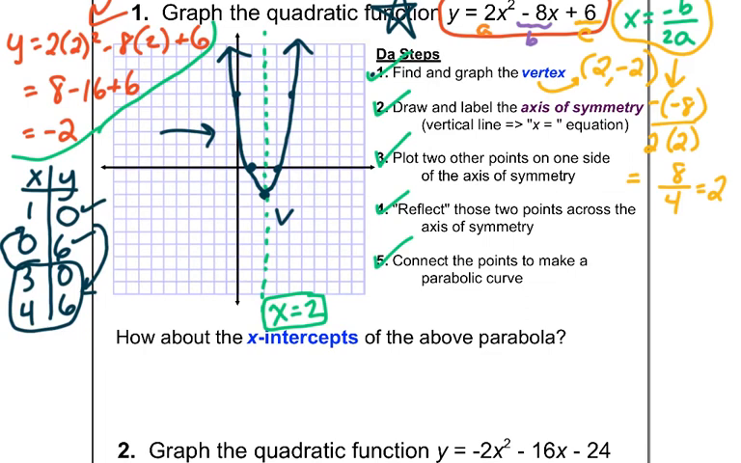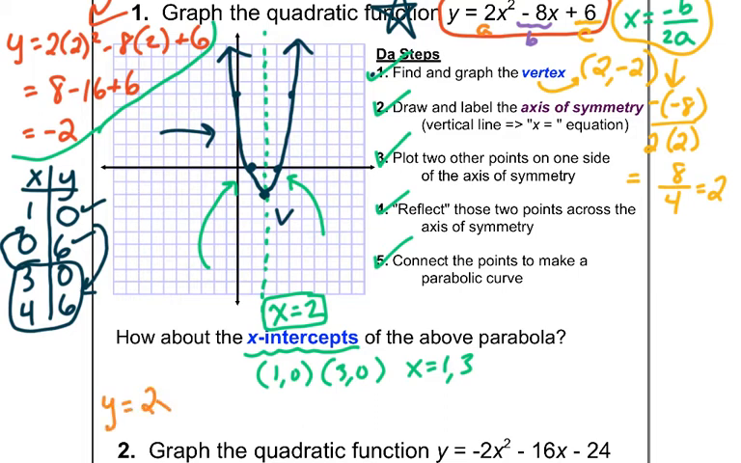Good. Now, what about x-intercepts? X-intercepts, as you see, is where it intercepts the x-axis. So it's here and here. I can see that it's probably at, let's see, 1, 0 and 3, 0, or at x equals 1 and 3. Is there a way I could have done that without the graph, though? Is there a way I could look at my original equation, y equals 2x squared minus 8x plus 6, and find the x-intercepts there?